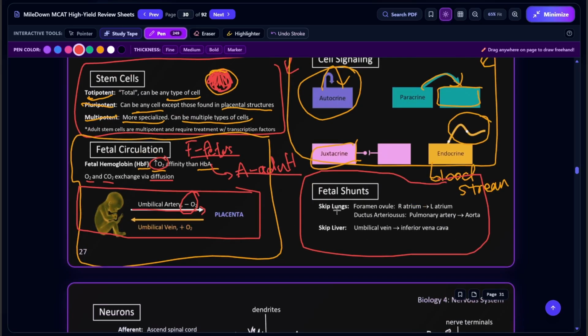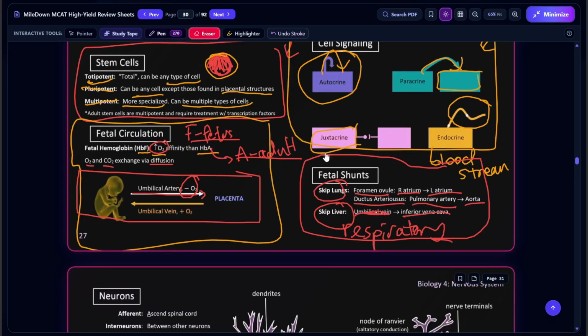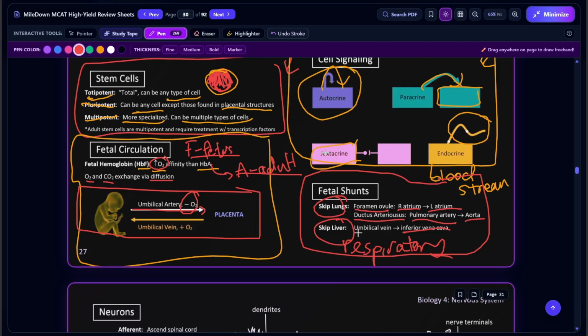All right, so the power went out, so I couldn't go to the image for fetal shunts. I will in a second. Basically, fetal shunts are pathways for the fetus's respiratory, so their breathing system, right? It will skip the lungs, and the foramen ovale goes right from the right atrium to the left atrium. Ductus arteriosus goes from the pulmonary artery to the aorta, and then fetal shunts will also be able to skip the liver and go from the umbilical vein to the inferior vena cava. So I'm just going to wait till my power comes back on, and then we'll show you the fetal shunts.